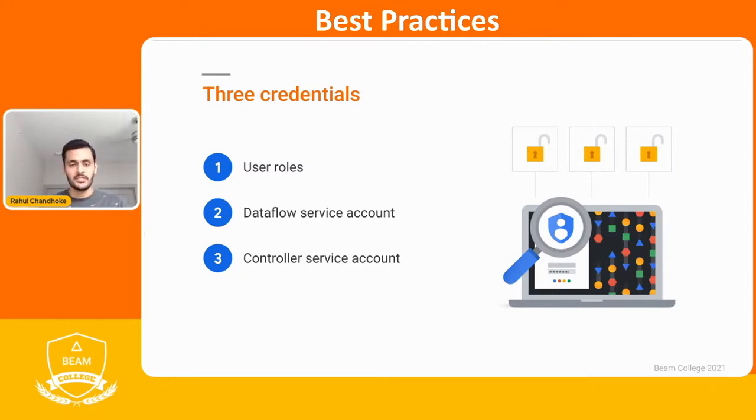Once a Dataflow job is launched, it needs to act on its own. The Beam code needs to access different read sources to read data, and write data again to different sinks. Those are determined by the service accounts, and we'll see that as we proceed in this slide.